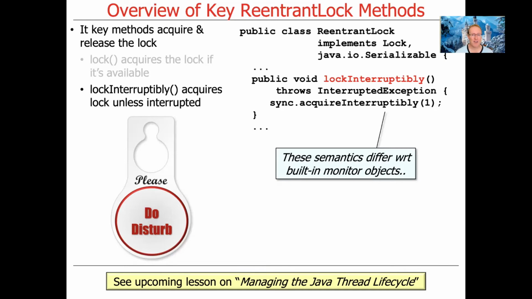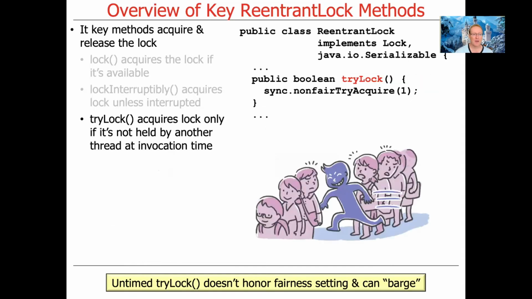That's an alternative method also defined in the Lock interface, and it will be able to return and throw the InterruptedException if some other thread sets the interrupted flag while it's running. That is different from what you get with built-in monitor object synchronized statements and methods. They don't have the interruptibility property. And we'll talk more about this later.